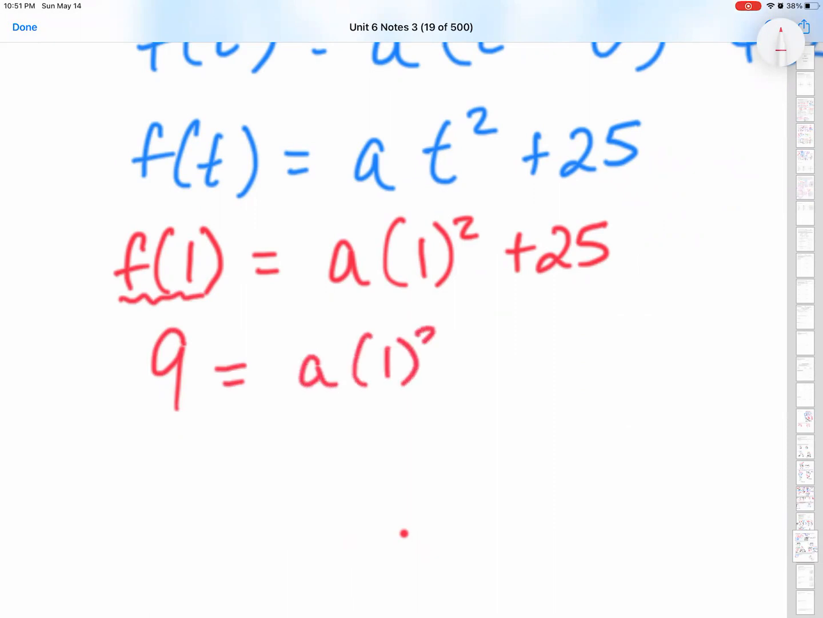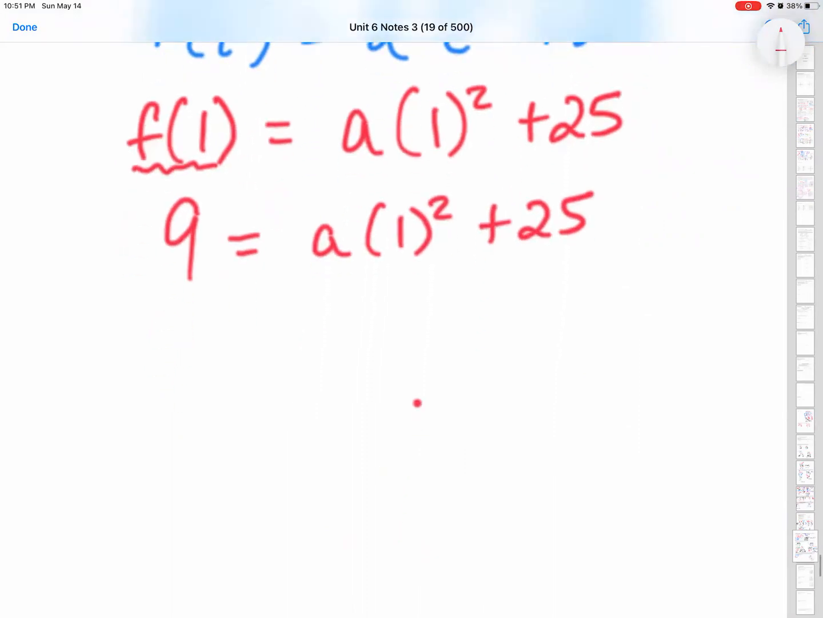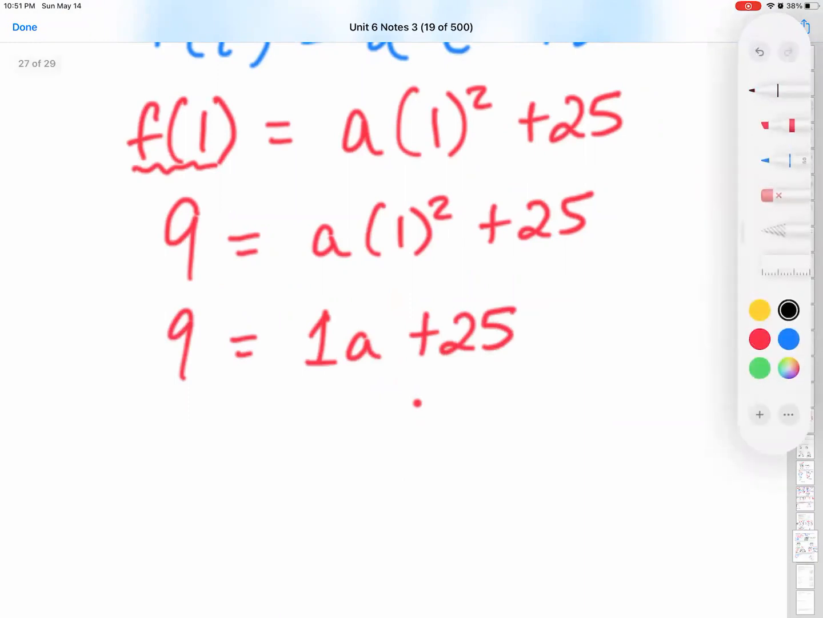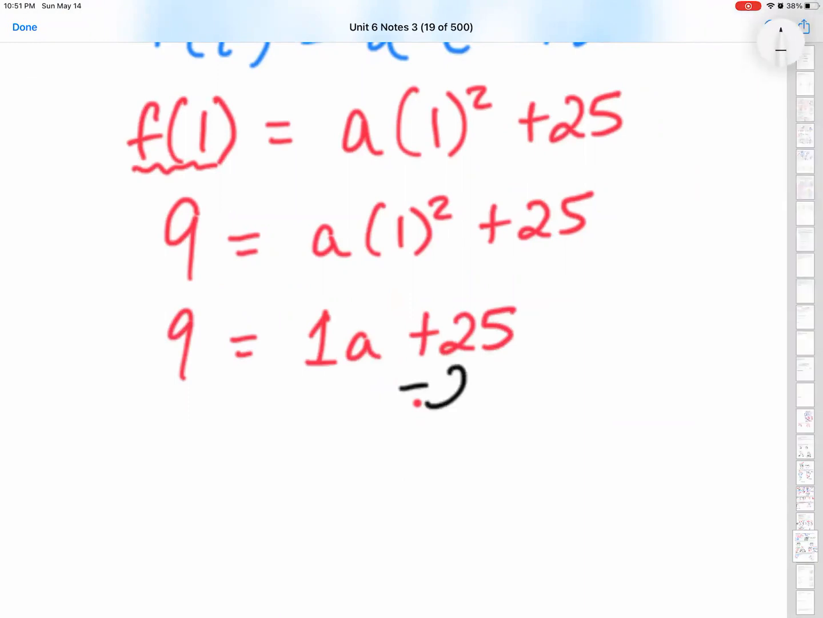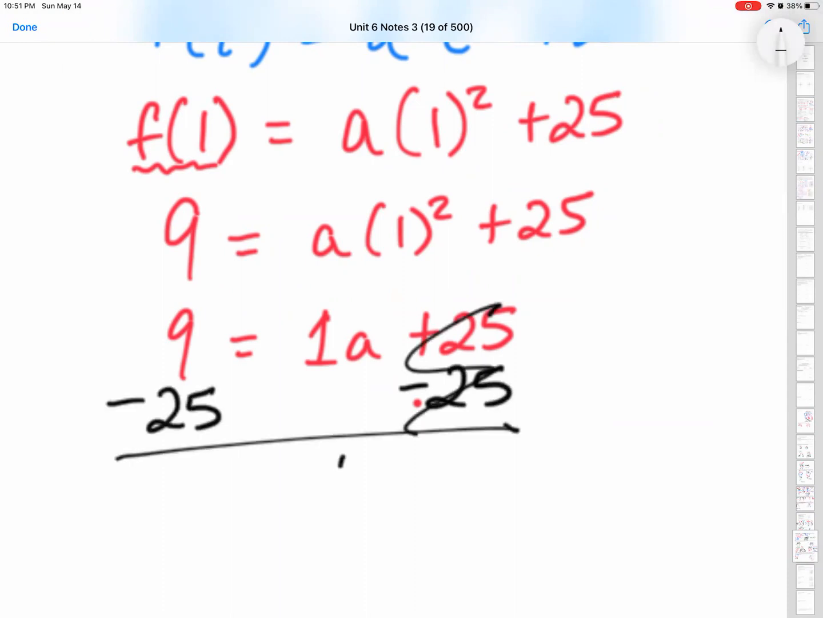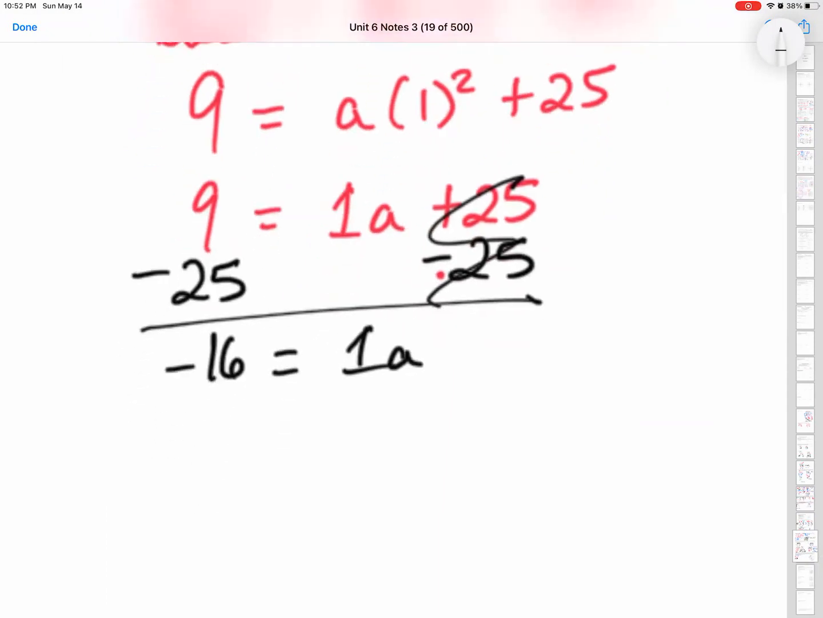And just to do one step at a time, I'm going to rewrite that right side. Now 1 squared comes out to be 1. So 1a plus 25. And now we go ahead and we solve for a. So here we're going to subtract 25. We end up with 1a equals negative 16. And then when you divide both sides by 1, a comes out to be negative 16. We've actually seen this a constant in the past.